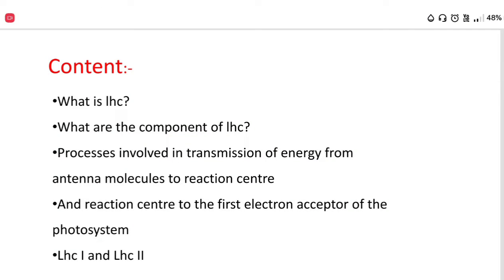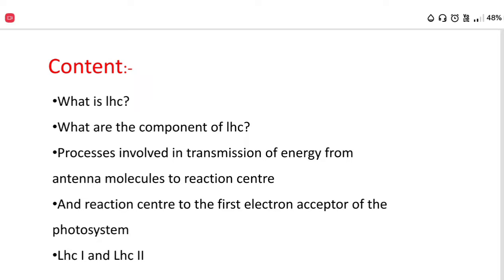Hello all, so this is Simple Biology and today we are going to discuss the topic light harvesting complex. By name, it seems difficult, but don't worry, we are going to make it very interesting. So without any delay, let's start our topic.